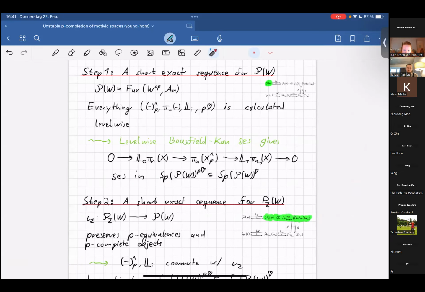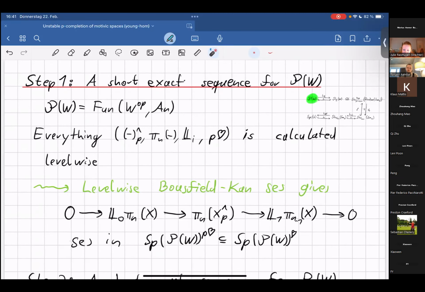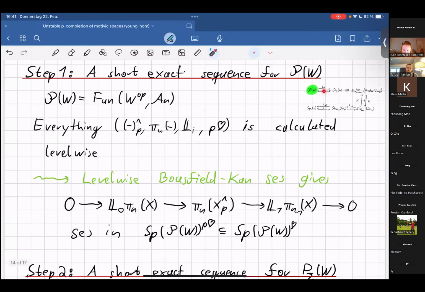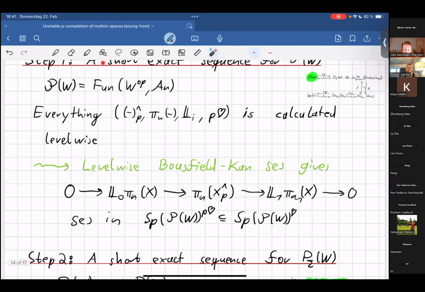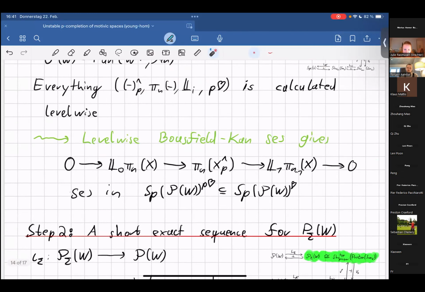And now I can explain to you how we get this short exact sequence by going from here down to here. And yes, on this presheaf guy, the short exact sequence is really easy, as I said before, because we are just in a presheaf topos, and here everything is calculated levelwise. So the p-completion is calculated on each level, the homotopy groups, the derived p-completion functors, and the p-adic heart. And so applying this levelwise Bousfield-Kan theorem, we get a levelwise Bousfield-Kan short exact sequence, and everything is functorial. So we get a short exact sequence of this type here in the p-adic heart of the stabilization of the presheaf topos.